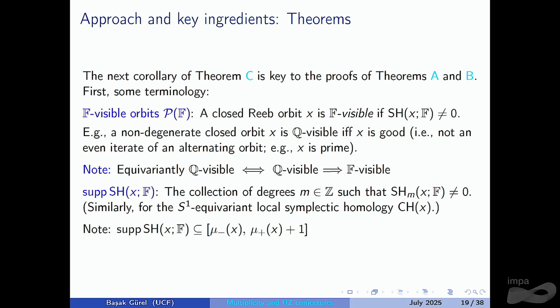Then you can try to see how you can possibly test this, how you can relate the visibility of X to the K, which is an important separate matter. Then the support of this local homology is the collection of degrees where it is going to be non-zero. You can also similarly define the support for the equivariant local homology. So it lies in between mu minus and mu plus 1.